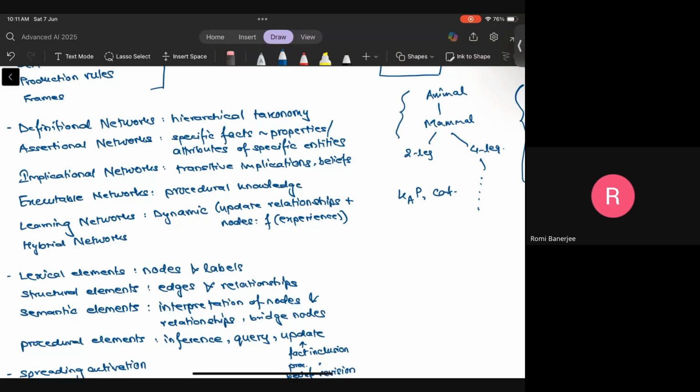Executable networks are all about connected procedural knowledge modules. Like if I pick up a pen, then I'm going to do activity A, I'm going to do activity B. So if I lift it up, if this object is heavy, if this object is light, what kind of procedures are going to be activated?